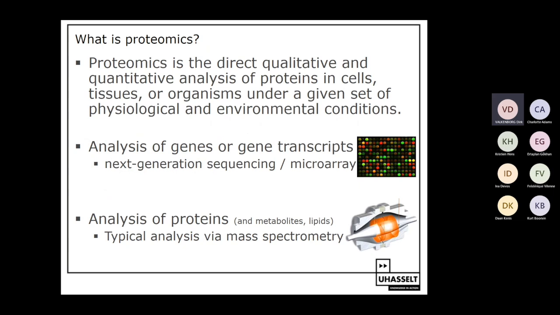I put a definition on the slide: proteomics is exactly the same idea as genomics. Proteomics is the direct qualitative and quantitative analysis of proteins in cells, tissues, or organisms under a given set of physiological and environmental conditions. So what you want to achieve here is a direct analysis of all the proteins at once, and we want to know how these proteins interact with each other and with their environment.